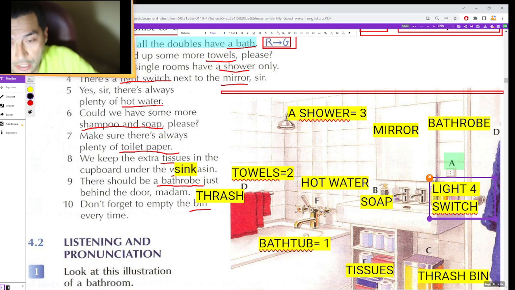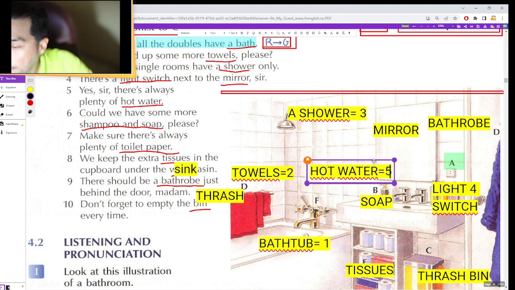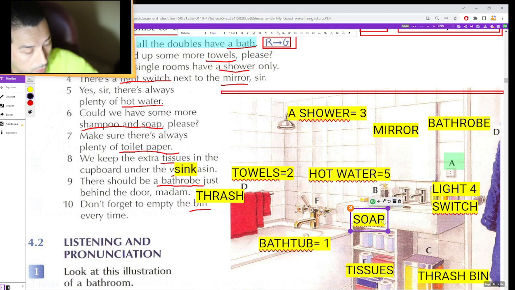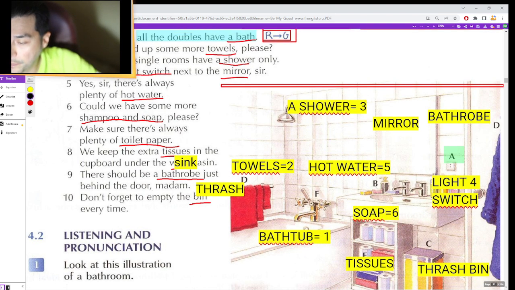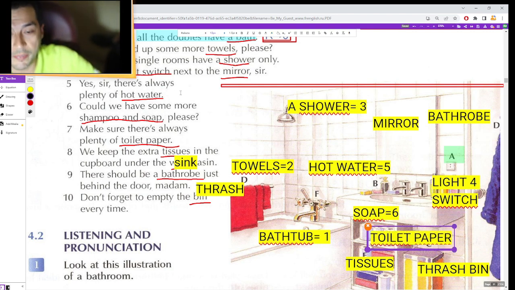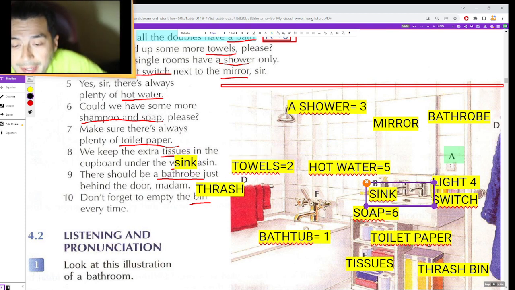Number five: Yes sir, there's always plenty of hot water. This is number five, plenty of hot water. Number six: Could we have some more shampoo and soap? Right here, the shampoo and soap. Number seven, toilet paper. Oh, here's the toilet paper right here. The sink. This is the sink.